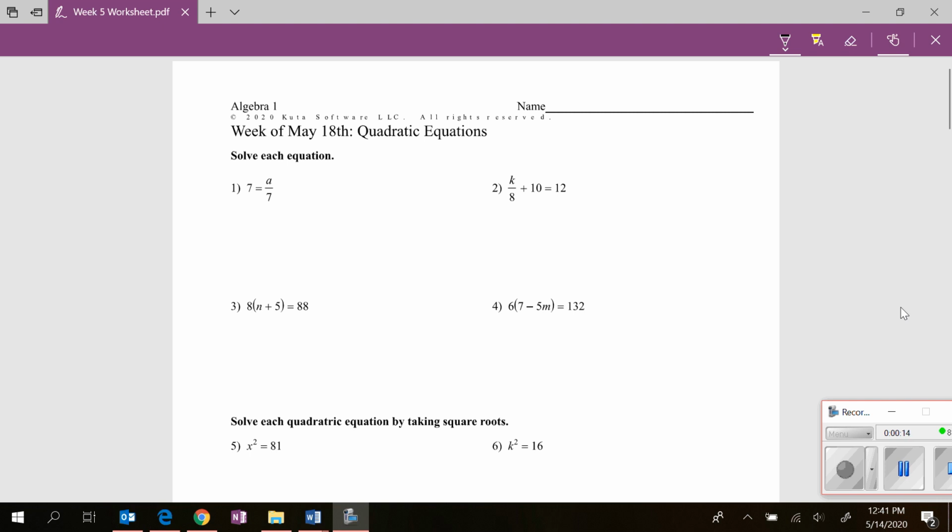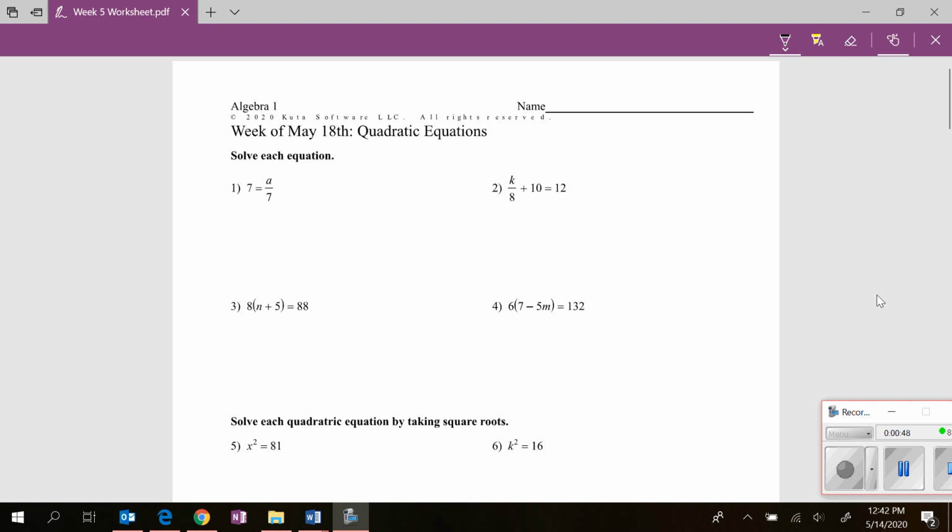Let's start with something like number 2, where we see k divided by 8 plus 10 equals 12. One key thing when we're manipulating equations like this is that we always start with our addition and subtraction, kind of going backwards from your PEMDAS order of operations. Since k is being divided, we'll have to multiply, and that might make some things more complicated if we work on that first.